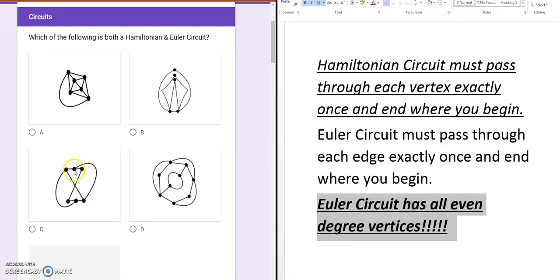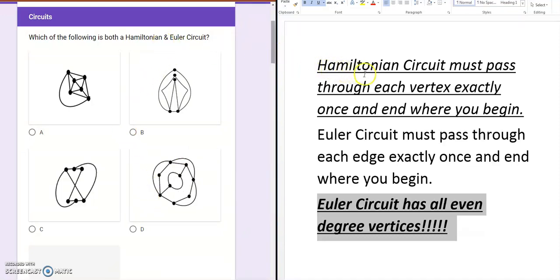If you look here on graph C, this vertex right here in the top middle only has a degree of 3. So it's an odd degree, which means it's not an Euler circuit. D, if you look at these here in the middle, this has 3 edges coming off of this vertex, which means this has a degree of 3. This has a degree of 3 as well. Therefore, D is not an Euler circuit, nor can it be both Hamiltonian and Euler.